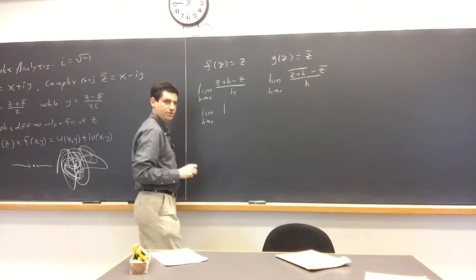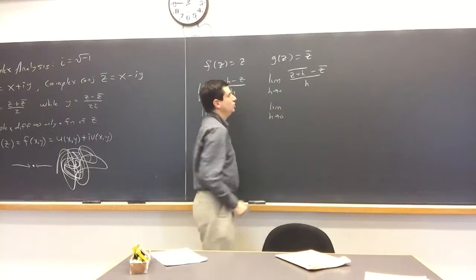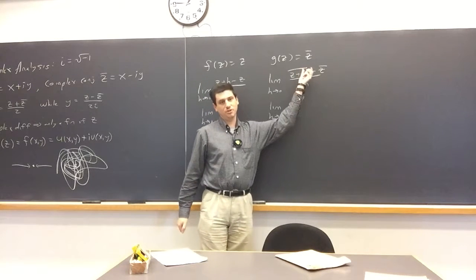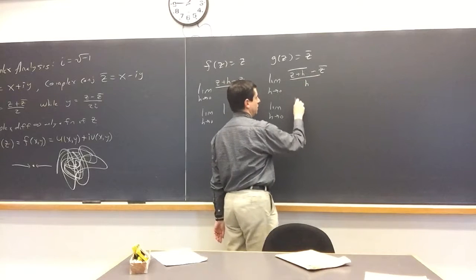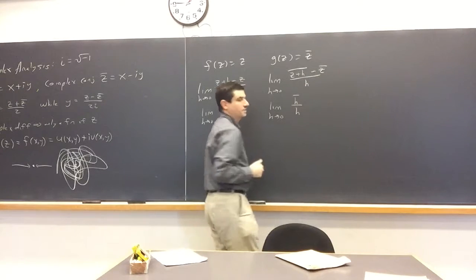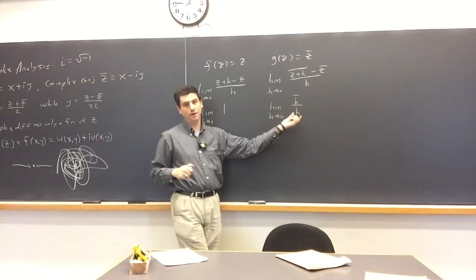It's not that bad of a limit to do. Here I would get the limit as h goes to 0. Well, the complex conjugate of a sum is the sum of the complex conjugates. So the z bars cancel, and I get h bar over h. If h is real, this is also 1.